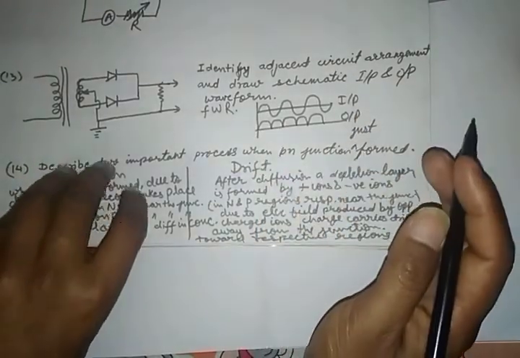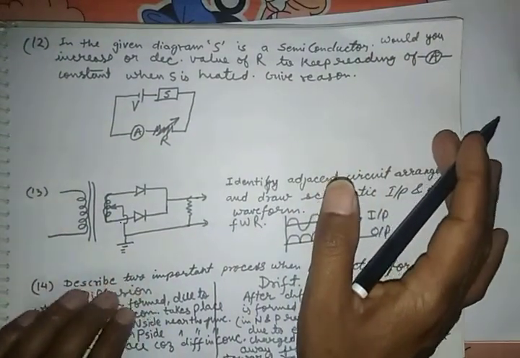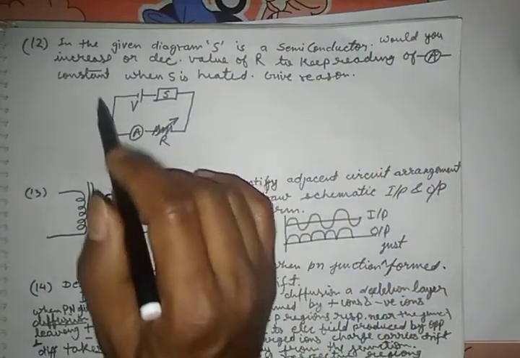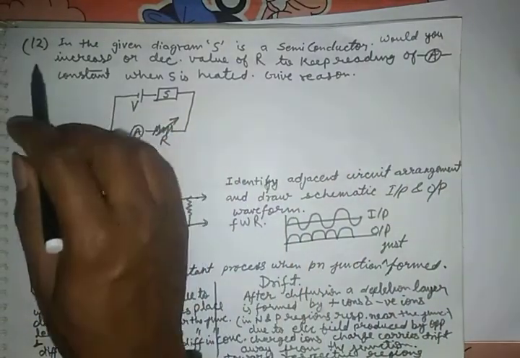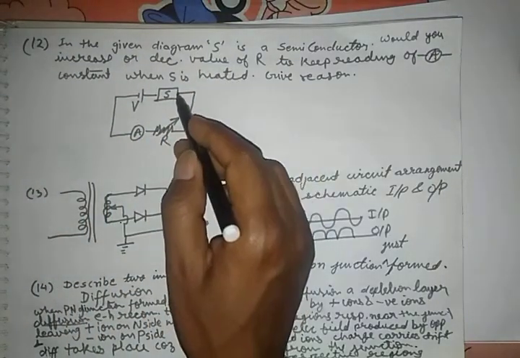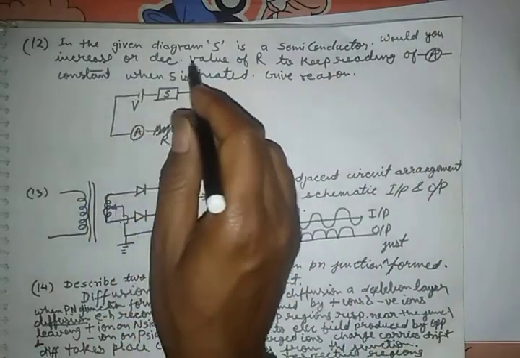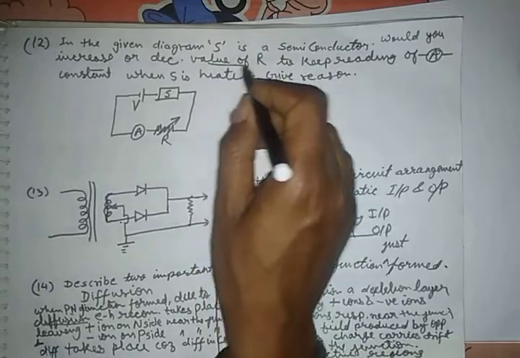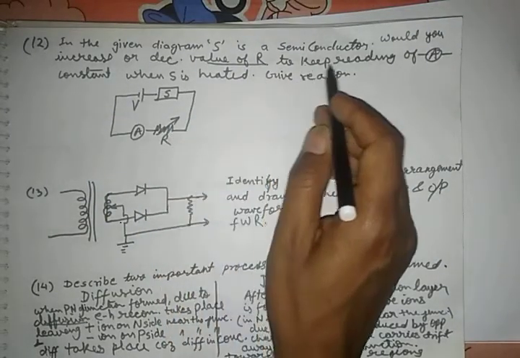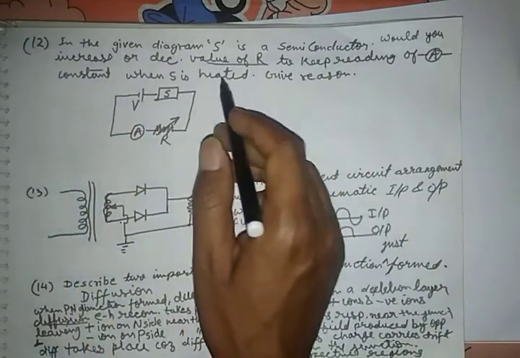Alright, so finally this one. Very nice question. So happy to see this kind of question. I wasn't thinking of a question like this. In the given circuit diagram, S is a semiconductor. Would you increase or decrease the value of R? R is a variable resistor, to keep the reading of the emitter constant when S is heated.